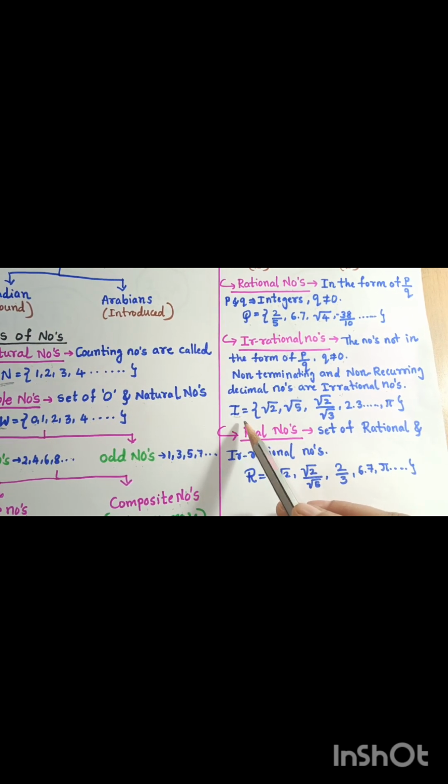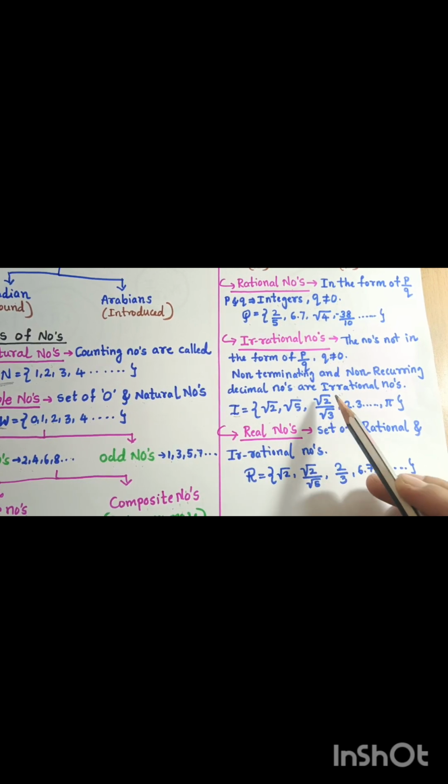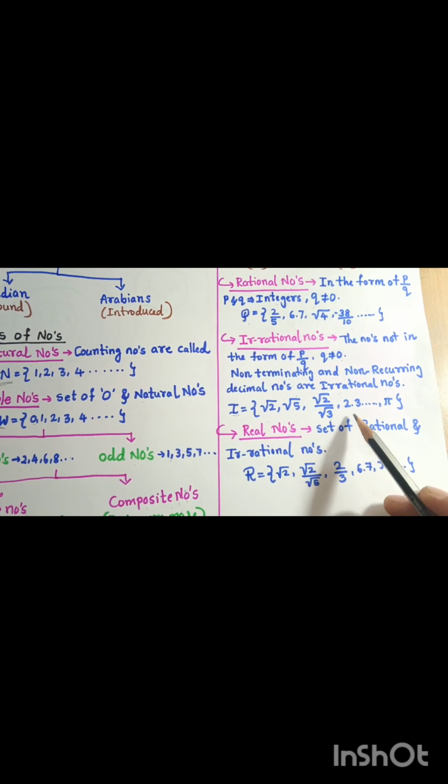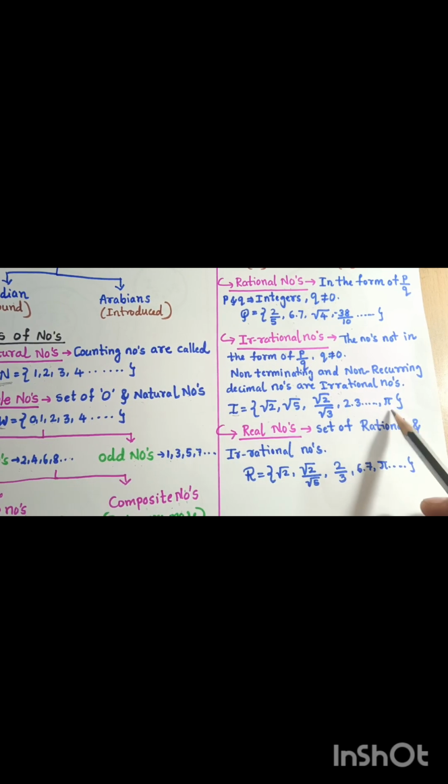The examples of irrational numbers are root 2, root 5, root 2 by 3, root 2 by root 3, and so on. 2.3 with a dot, and pi are also irrational numbers. Pi is 22 by 7, approximately, and this is also an irrational number.